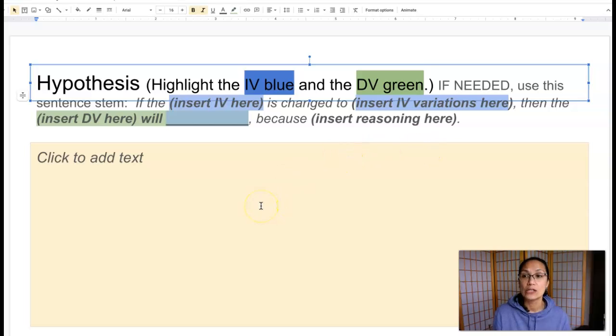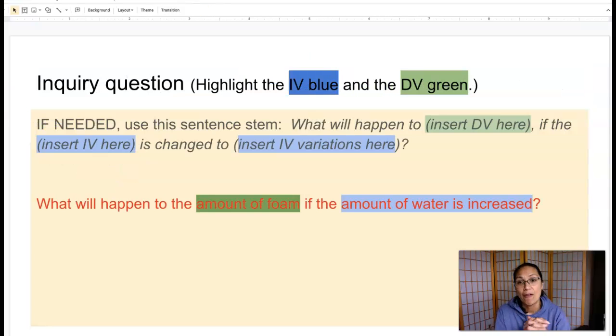Okay, so to find out what your hypothesis is, you need to look at your inquiry question. And your hypothesis really is your initial answer to your inquiry question. So for example, my inquiry question is, what will happen to the amount of foam if the amount of water is increased?